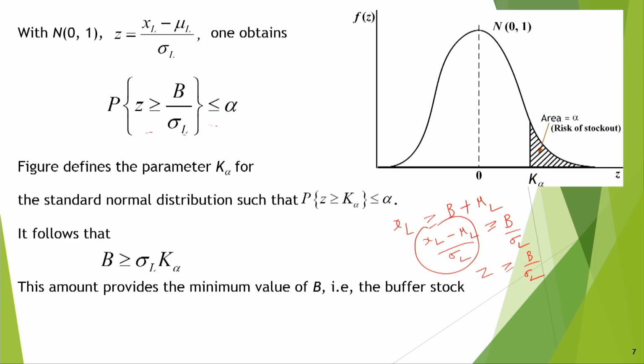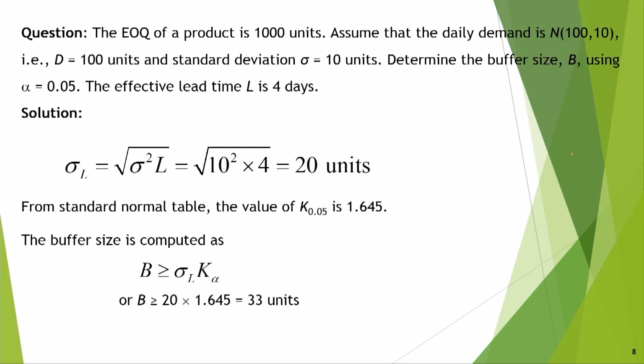Now it follows that B should be greater or equal to sigma L into K alpha. So this amount provides the minimum value of the buffer stock. So you can see that the buffer stock has to be more if sigma L is more, and also if this point is shifted, that means K alpha is more. Okay, let us understand it through an example.